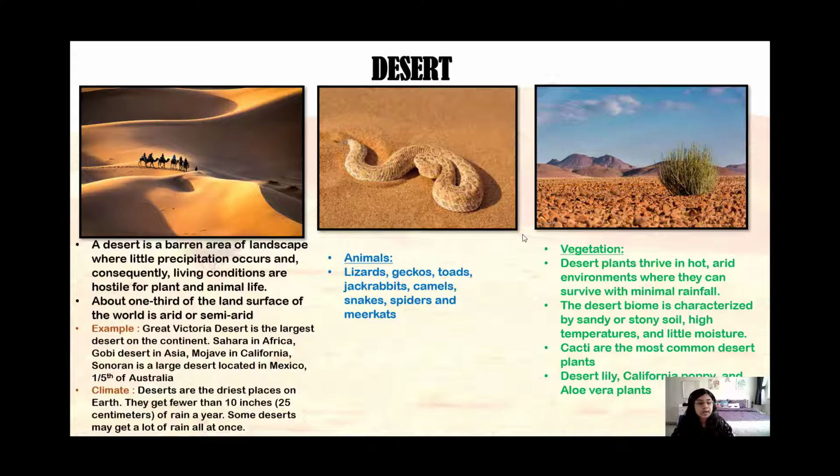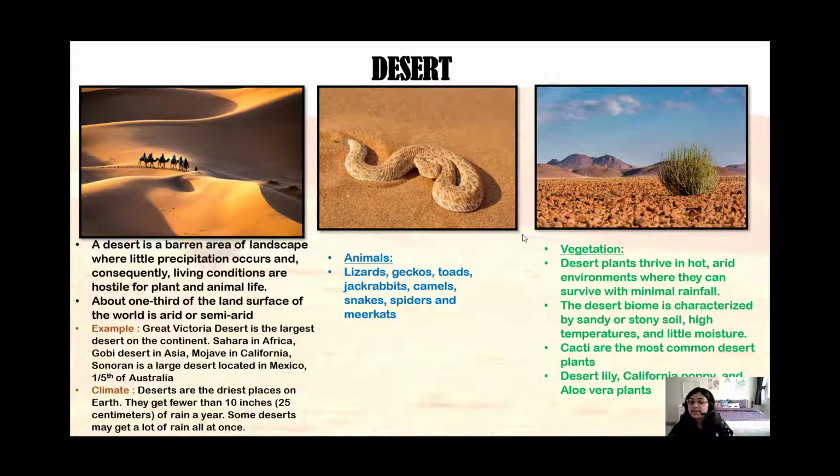1/5 of Australia. Climate: deserts are the driest places on earth. They get fewer than 10 inches of rain a year. Some deserts may get a lot of rain all at once. Next come the animals. Lizards, geckos, toads, jackrabbits, camels, snakes, spiders, and meerkats. Whenever I go to the desert, I'm very careful because I'm very scared of the lizards and the snakes and the spiders.